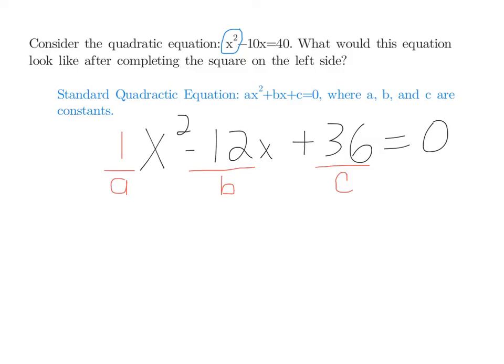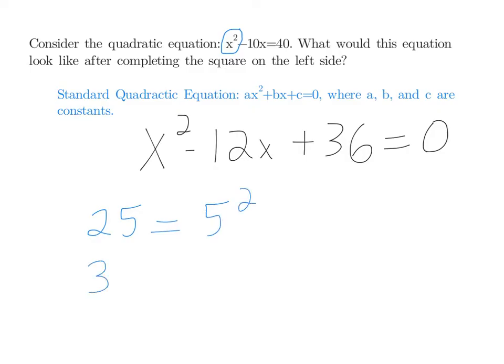So now that you can identify parts of your quadratic equation, let's move on to discuss what it is to be a perfect square trinomial. But first, let's do it with numbers so you can understand what it means to be a perfect square. So for example, 25 is a perfect square. Why? Because I can rewrite 25 as 5 squared. 36 is another perfect square because I can rewrite it as 6 squared.